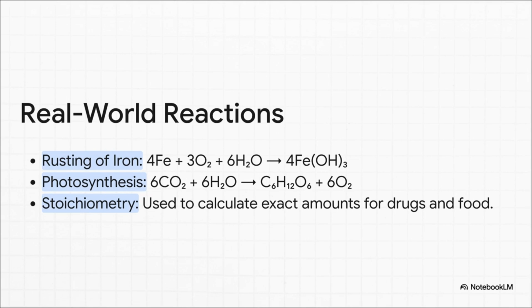And honestly, the examples are just everywhere you look. The slow, patient rusting of an iron gate, the absolute miracle of photosynthesis that creates the food we eat and the oxygen in our atmosphere. All of these processes are governed by the strict mathematical rules of balanced chemical equations.